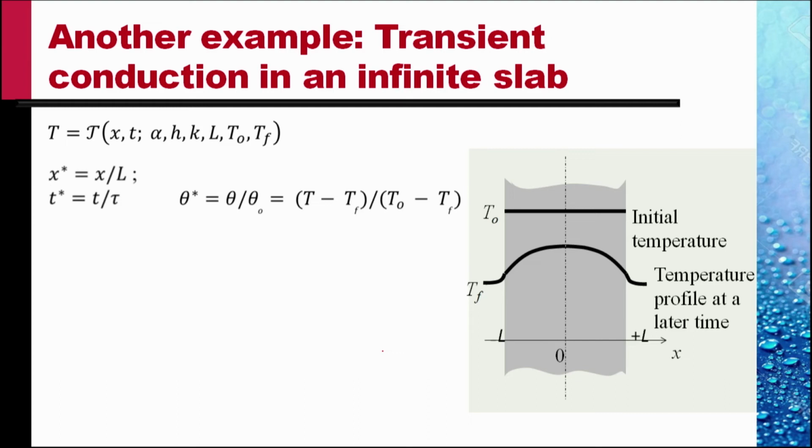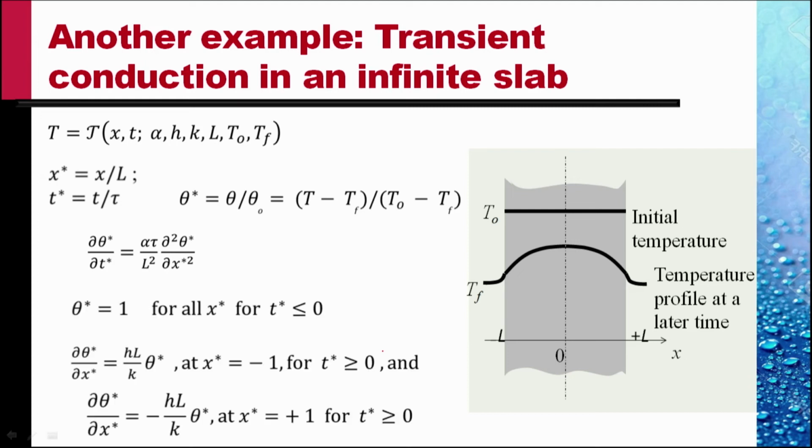So we define a non-dimensional, normalized temperature difference theta star as T minus Tf divided by T naught minus Tf. And if we do this, then the governing equation is simplified to del theta star by del t star is equal to alpha tau by L squared, del squared theta star by del x star squared. Note that tau is as yet unspecified.